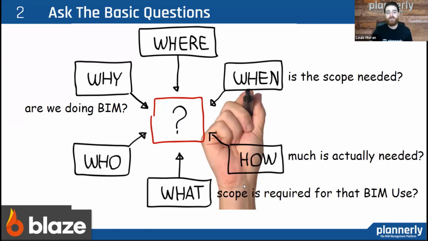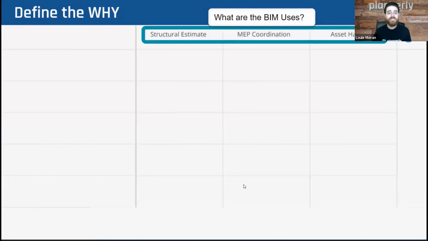When is that scope needed? Who's responsible on each milestone for each element or information? We need to clearly define that. And where do we start? What location will we start, in a building, on a level? A scope grid could help really explain all of this information.